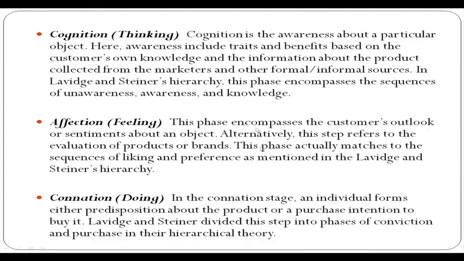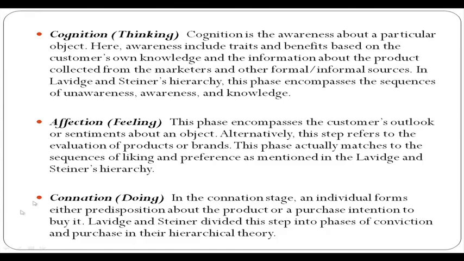Then comes the affective stage, or the affection stage. This is the feeling, the liking stage. Clearly, when we talk about Lavidge-Steiner's hierarchy of effects model, unawareness, awareness and knowledge, these 3 come under cognition. And when we talk about affection, it is mainly 2 stages: one is liking, another is preference.